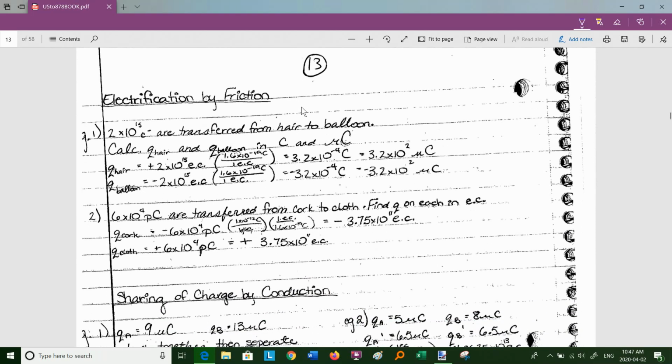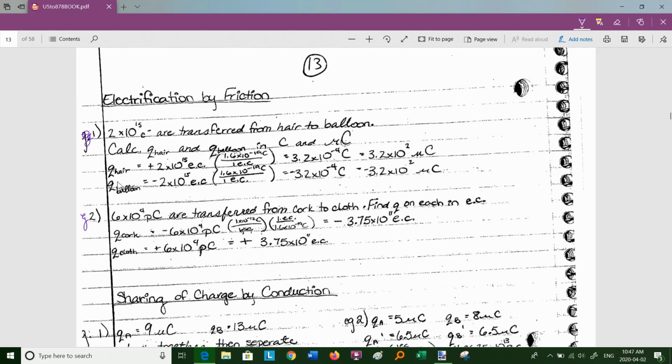Okay, let's go to page 13 here. One way to electrify something is by friction. Okay, if you are bored today, you rub your socks against a carpet and then touch a doorknob, and then wash your hands after. This is going to cause a shock, right? So let's look here in the first example. Example 2. 2 by 10 to the 15 electrons are transferred from the hair to the balloon.